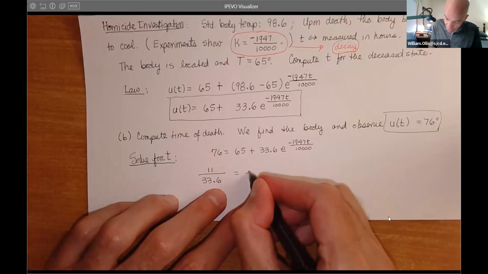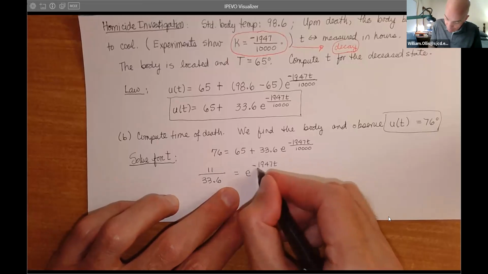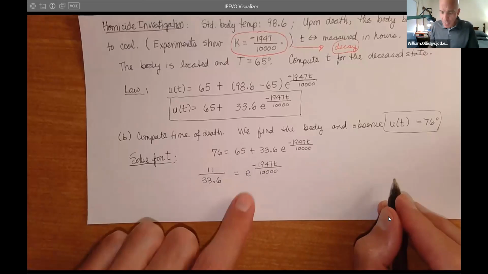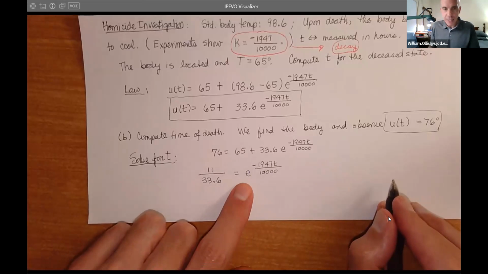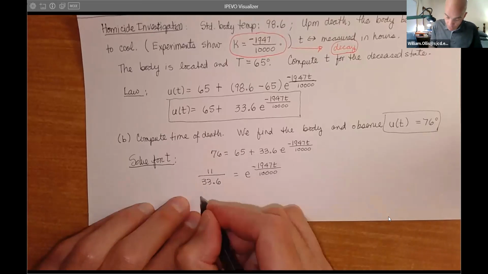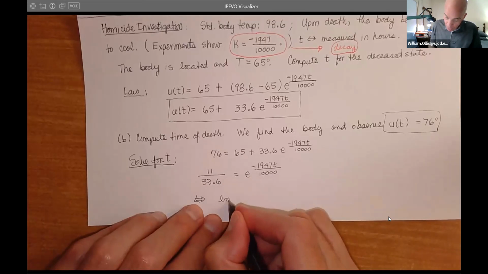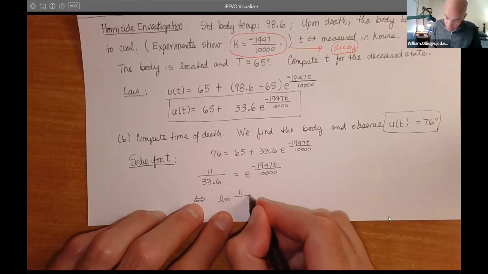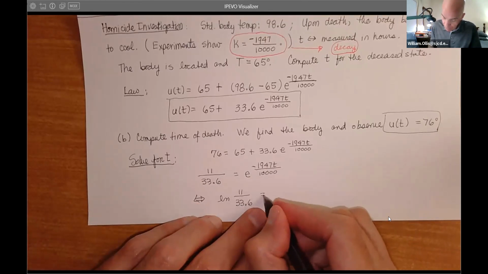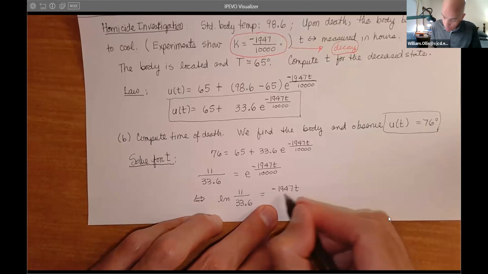And that gives us e to the negative 1947t over 10,000. Now at this point, we're good to go. We didn't change the base, so we'll just do natural logs. If and only if natural log of 11 divided by 33.6 equals negative 1947t over 10,000.